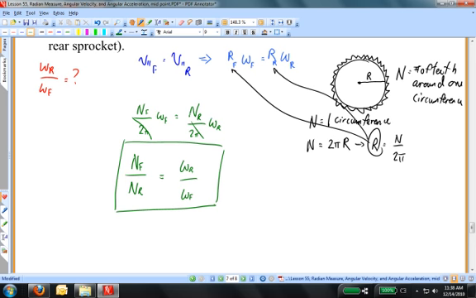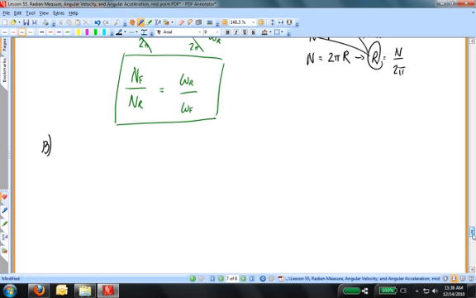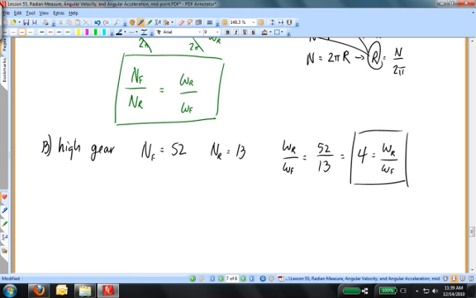Let's evaluate that for the numbers that they have. Part B. What we have in the B part is essentially high gear. So now let's put in the numbers. And I get that the angular speed of the rear wheel is going to be 4 times the angular speed of the pedal. So when you go one time around in the front with your crankset, then the rear wheel is going to spin 4 times. That's what we call high gear.